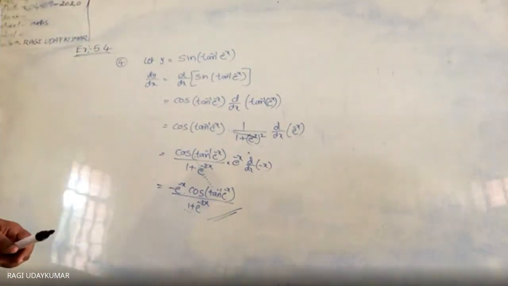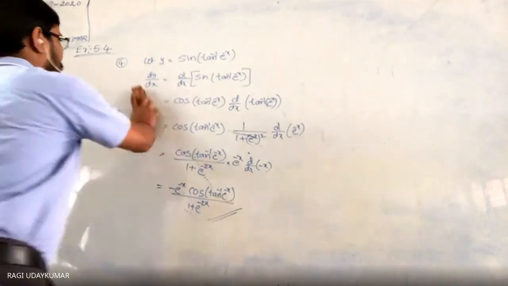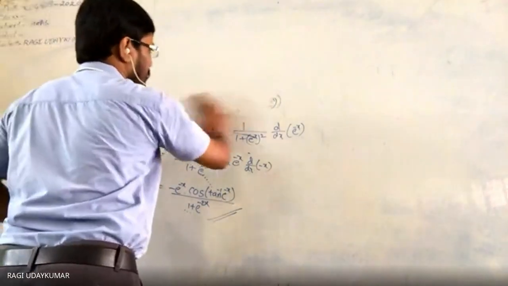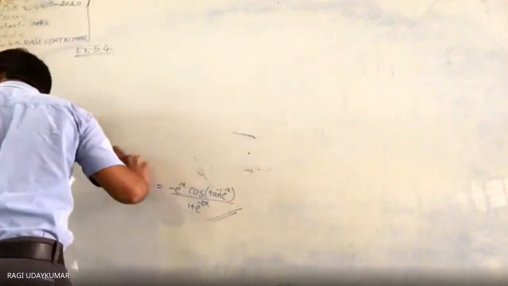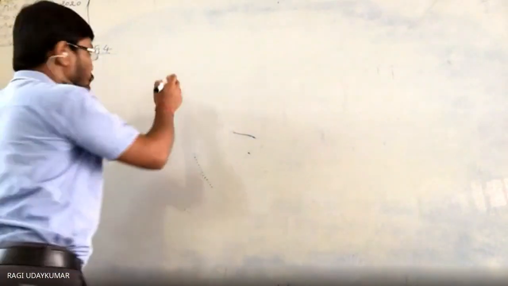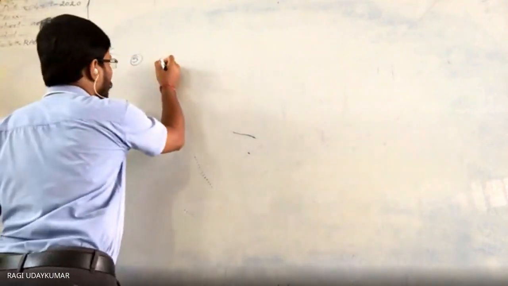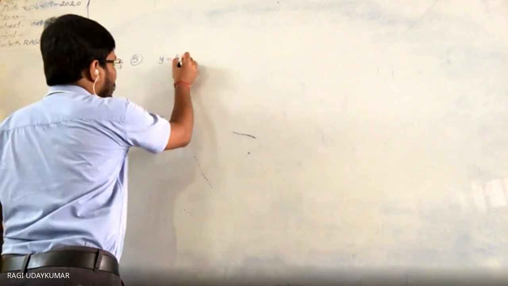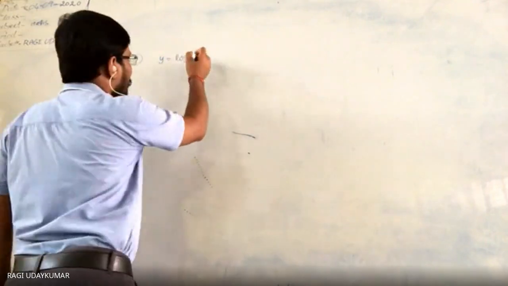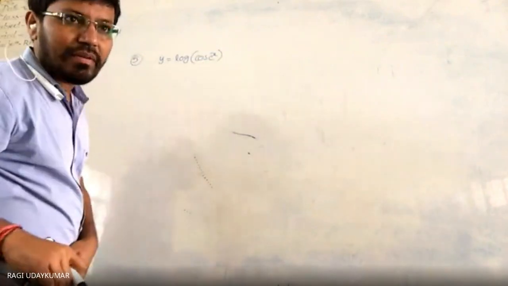Okay. So next, let us discuss different problems here. Fifth question, log of cos e power x. Logarithm is there, so let us see the logarithm problem. Fifth one. So here the question given is the logarithm of cos e power x. Logarithm of cos e power x.